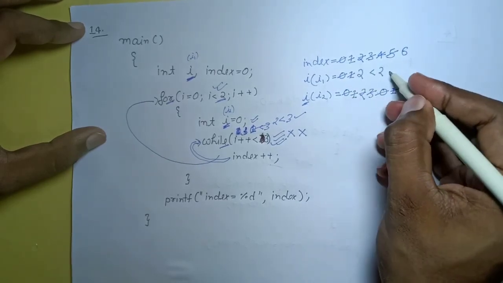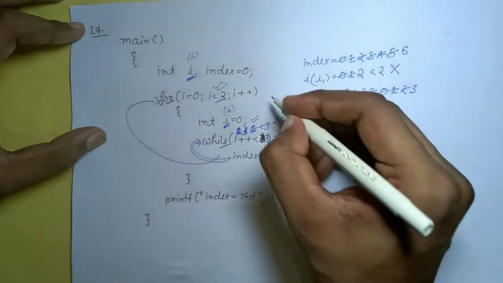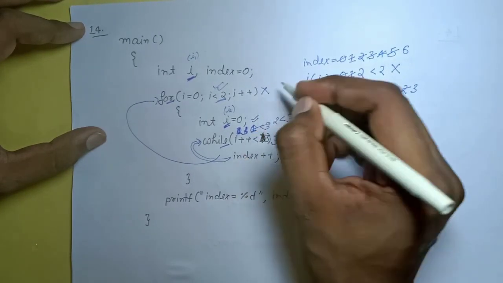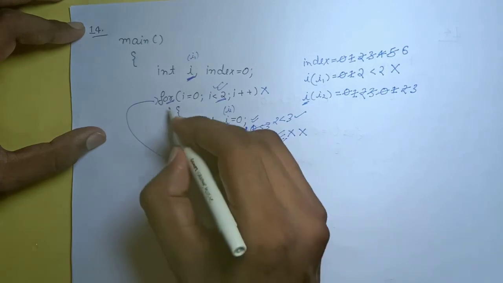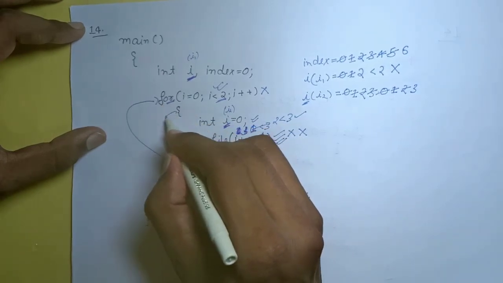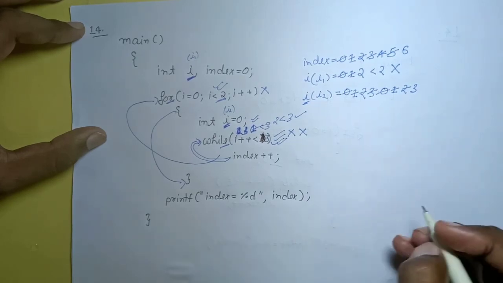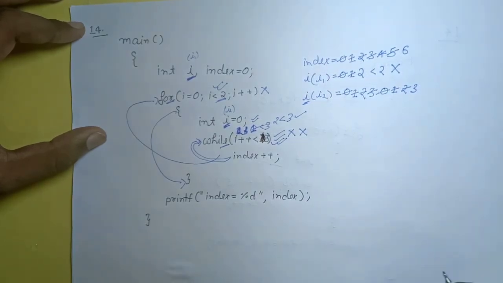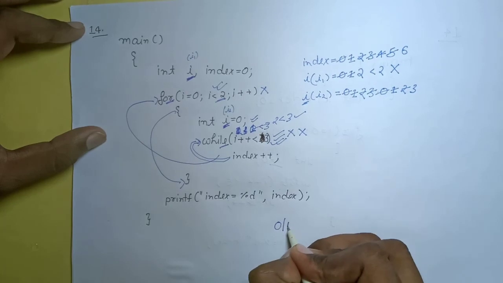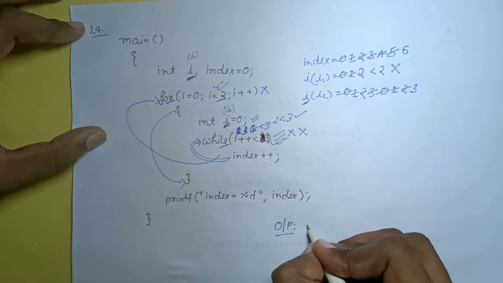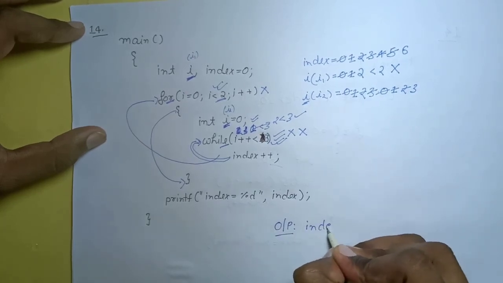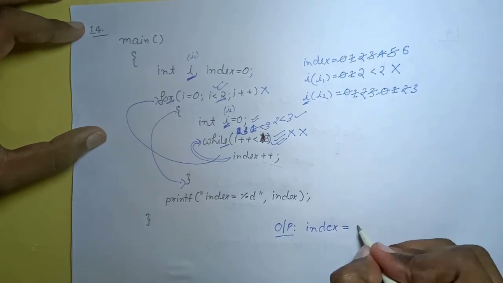Is 2 less than 2? Obviously 2 is not less than 2, so this loop will also terminate, which means we come to the outer side of this for loop. Here we can find a printf function in which we are printing the value of the index variable, which means the output of this question is index, and the value of index is 6.